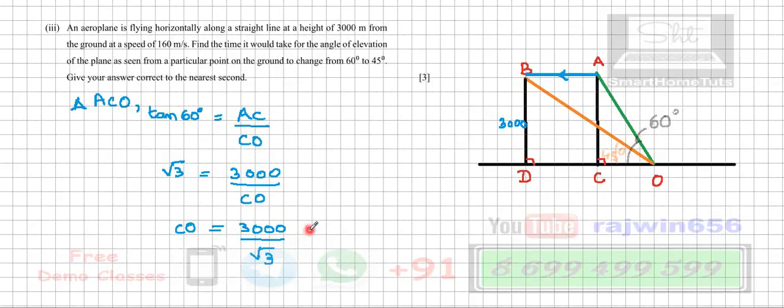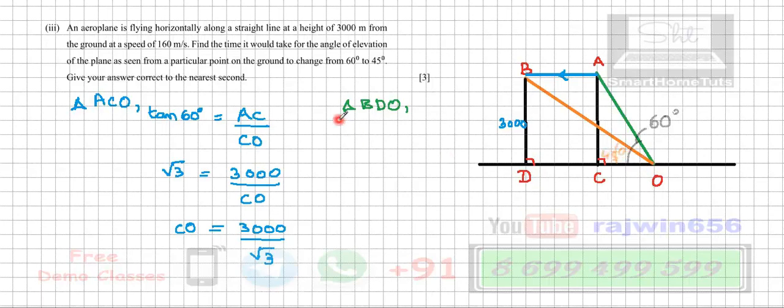Now I'm going to consider the second triangle, which is triangle BDO. This is the triangle that I'm considering. The hypotenuse is the orange line, which is the line of observation from point O. Okay, so this is the second part that I'm doing. Again, same thing we are going to do. This BD is the height of the aeroplane, which is again 3000 meters. We will find DO, which is the adjacent side.